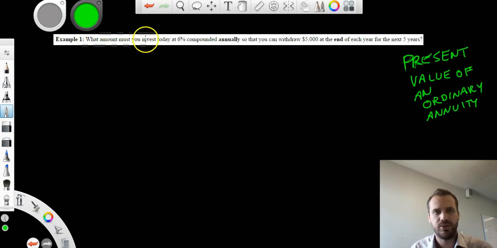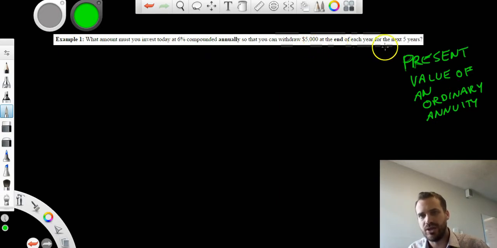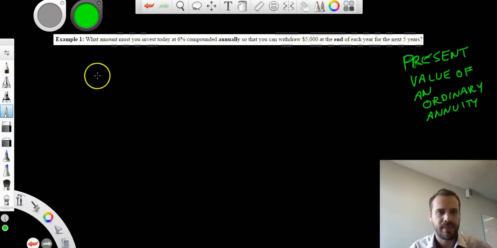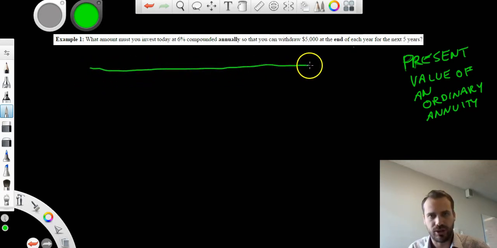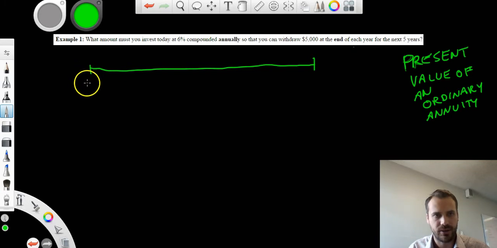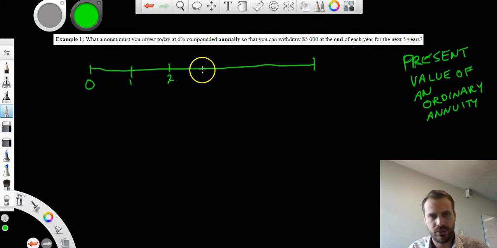What amount must you invest today at 6% compounding annually so that you can withdraw $5,000 at the end of each year for the next 5 years? Really important that we draw these. We always start with a drawing. Okay, so 0, that's now. 1, 2.